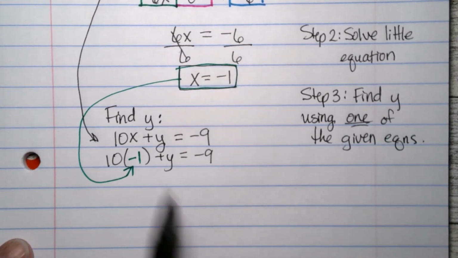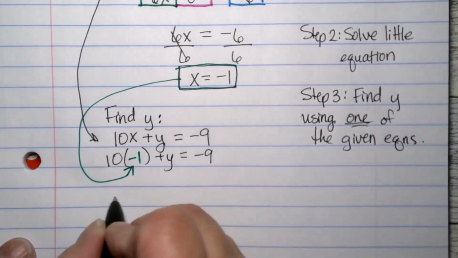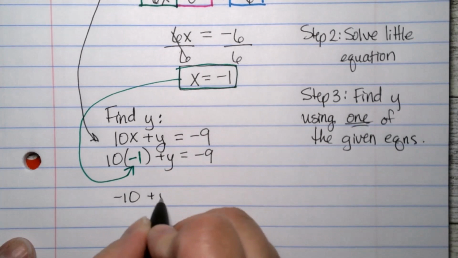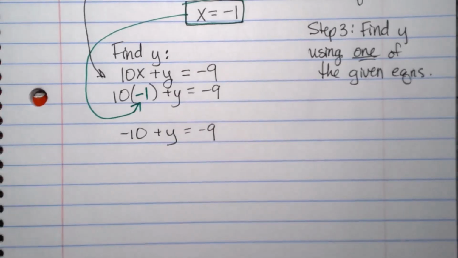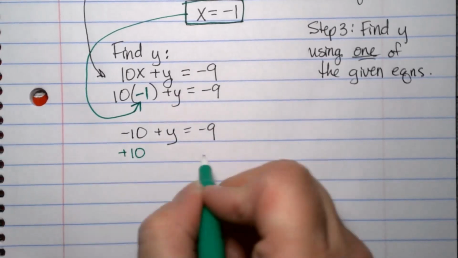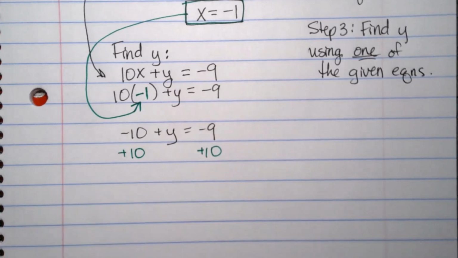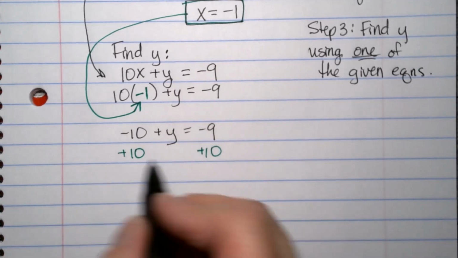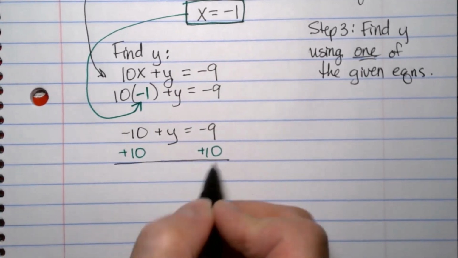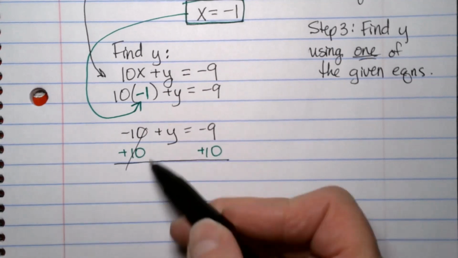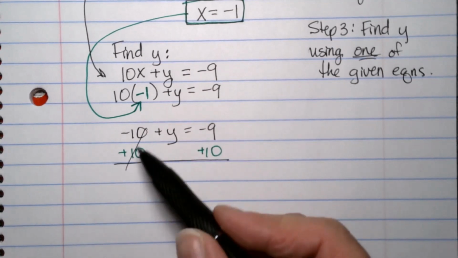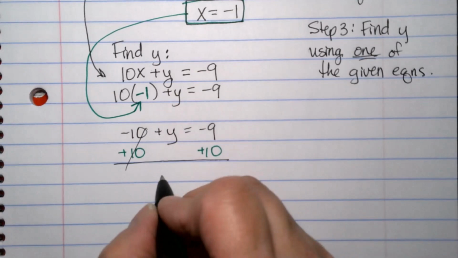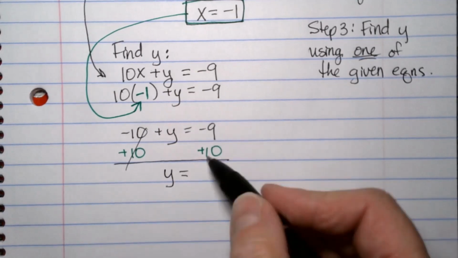10 times -1 is -10, plus y equals -9. I add 10 to both sides. It's up to you whether you show me this work. You can do this as mental math as well. This is going to cancel. This is canceling. We're doing that with the variables. I mean, we're canceling stuff today to make life easier. -9 and a plus 10 is a +1.